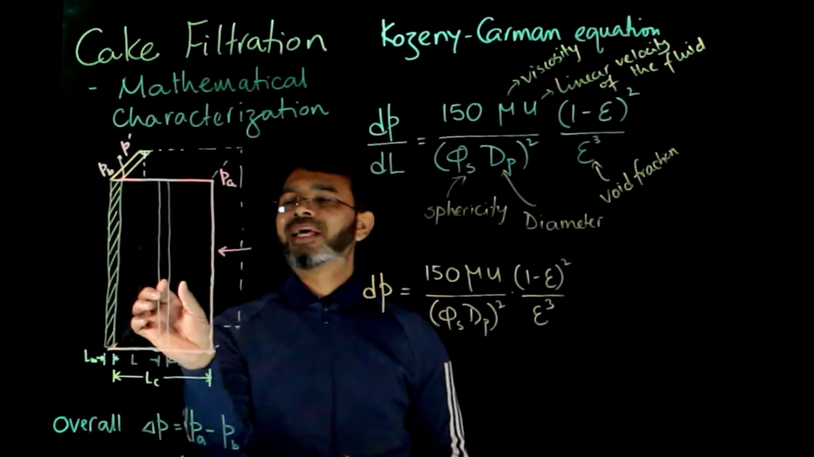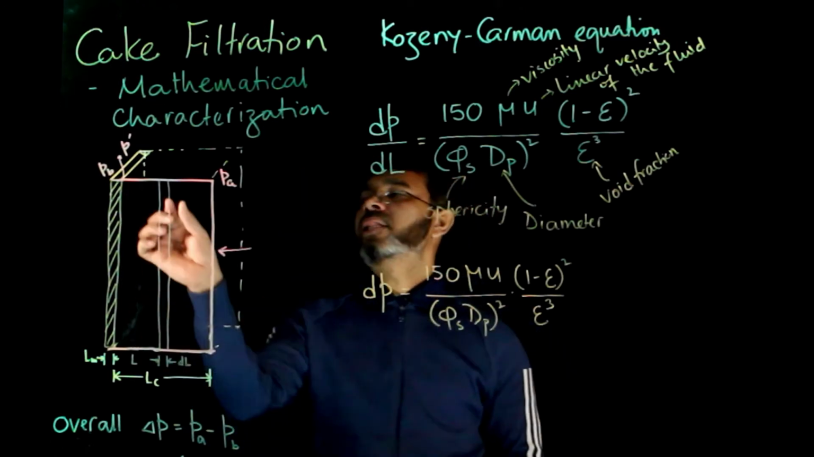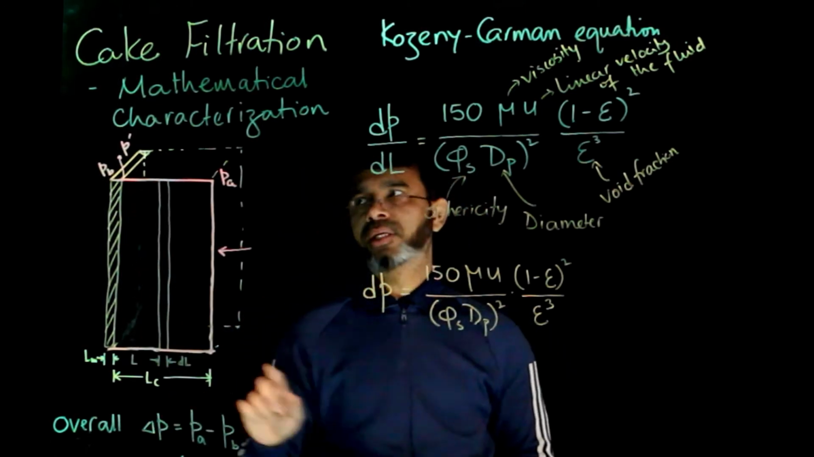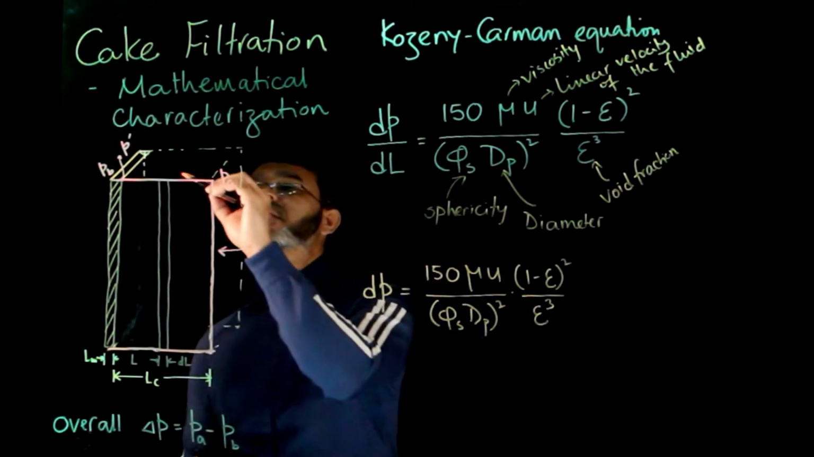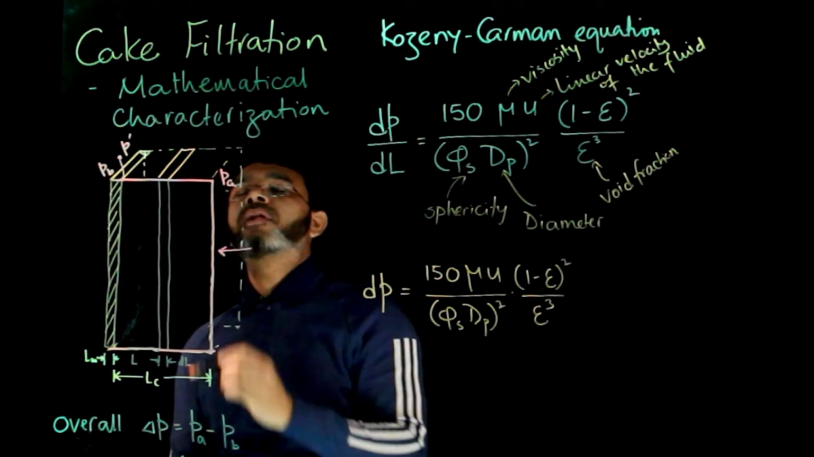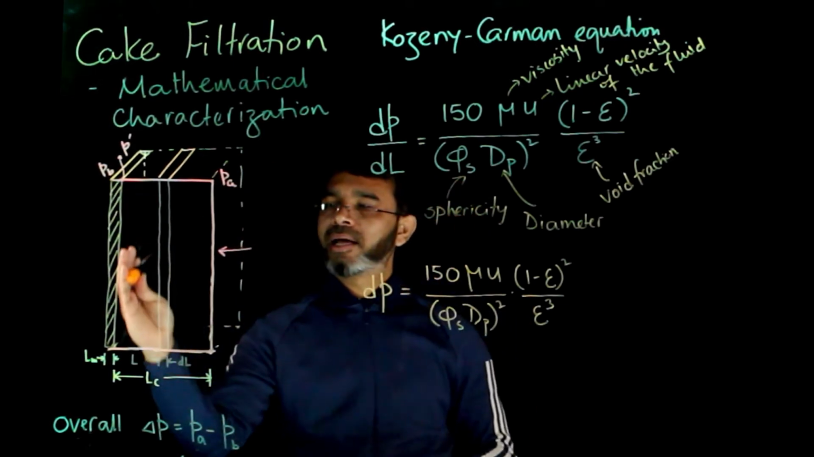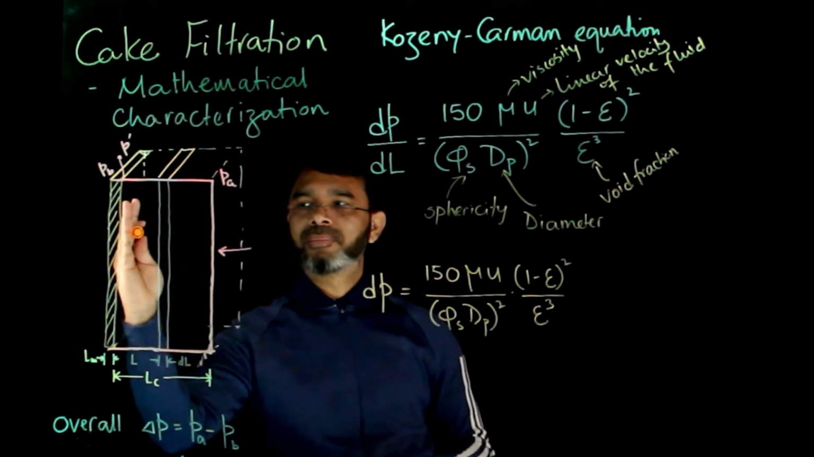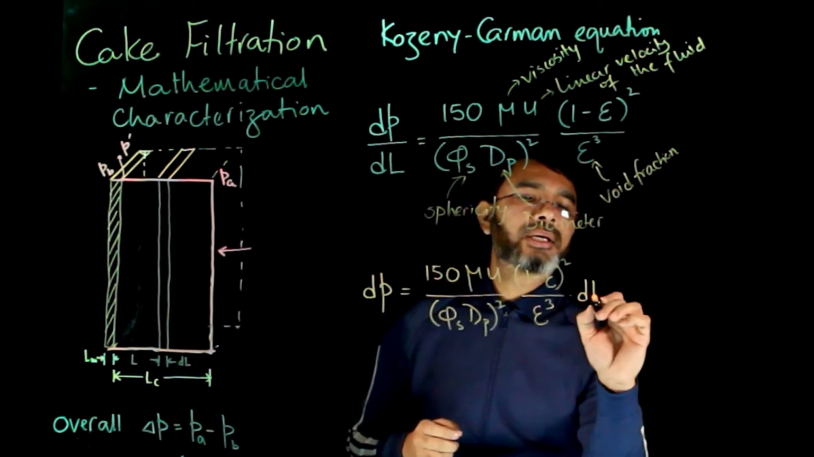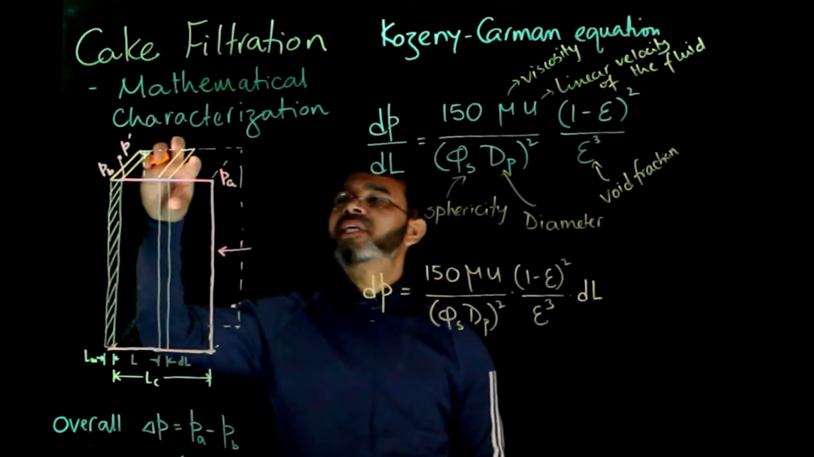Now look at this length dl. Within this length dl, there is the solid and there is the liquid. Now that particular dl, if you look at it in 3 dimensions, for this particular part, if you take the face area of the filter medium to be A, we have this dl term here. So we can write the volume of this layer.